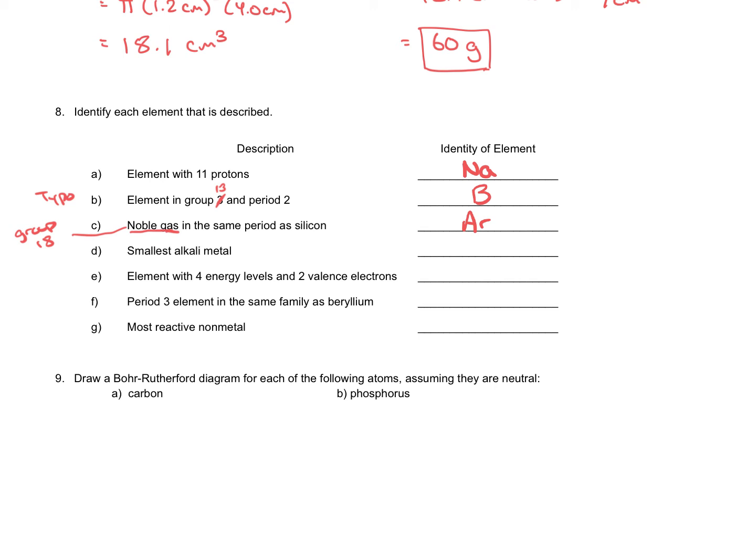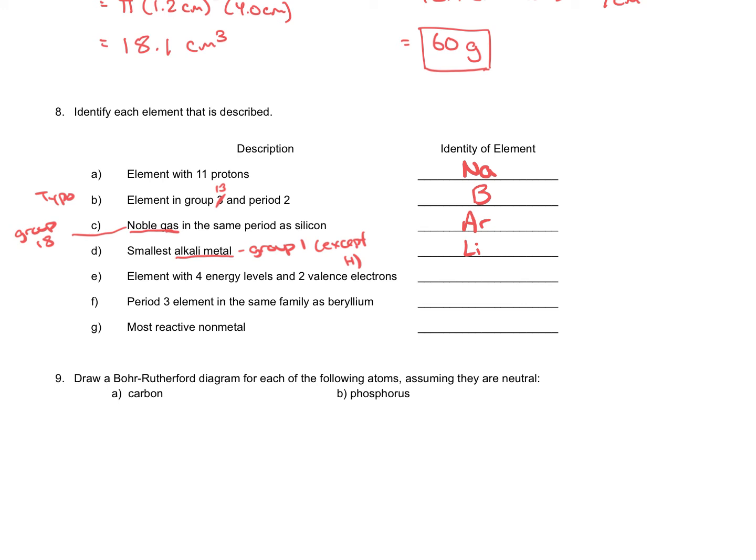The smallest alkali metal. So you need to know what alkali metal is. And alkali metal means group 1 or column 1, except for hydrogen. So if you write hydrogen as your answer, you get it wrong because hydrogen is not actually a metal. So the smallest alkali metal is element number 3, which is lithium.